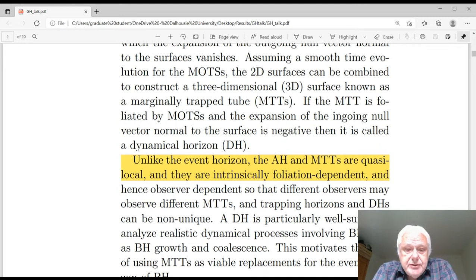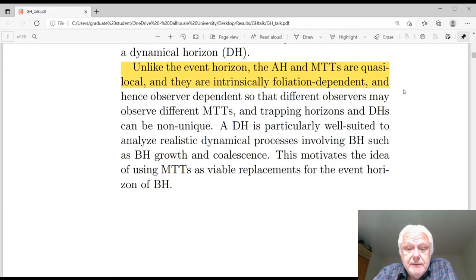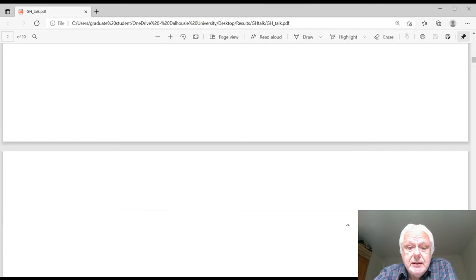One problem is that the notion of apparent horizons and MTTs are foliation dependent. So if you actually divide the space-time into, say, a 3+1 classification, then the apparent horizons depend on how you choose your time-like hypersurfaces. And as I say, these have been successful. This idea of apparent horizons has been successfully used in black hole mergers, and there's a lot of current work being done by various people on understanding MOTs and apparent horizons better.